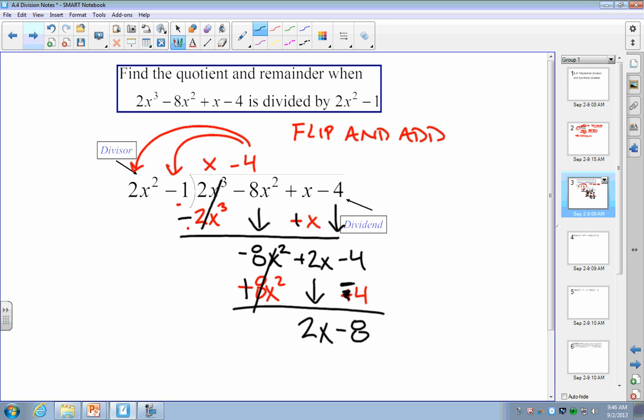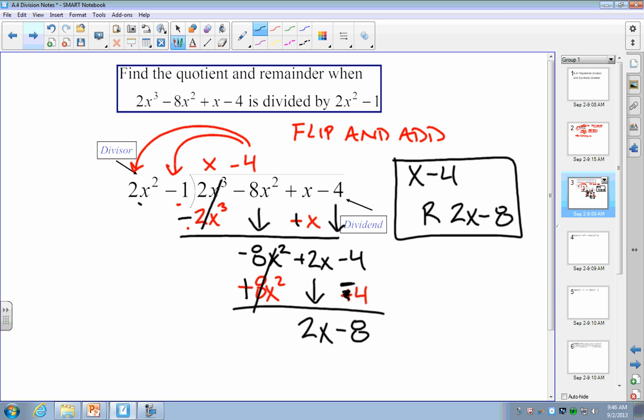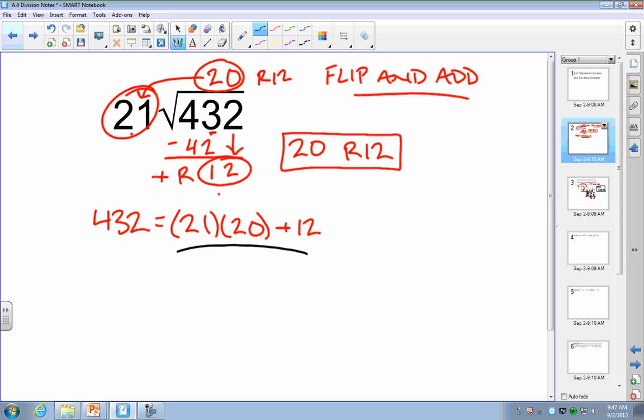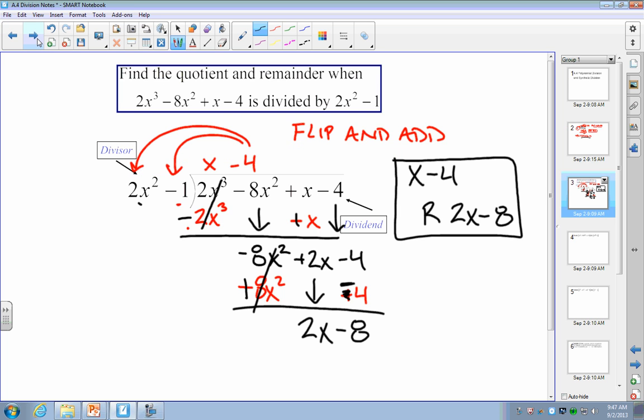Okay. Now, there's no way you're going to get a 2x squared down to a 2x. So your quotient is x minus 4. Your remainder is 2x minus 8. And that's what I'm looking for as your answer. Now, just like we could double check our answer back here, you can do the exact same thing with polynomial division. So basically what you just said is 2x squared minus 1 times x minus 4, adding on your remainder, should be this piece under here.